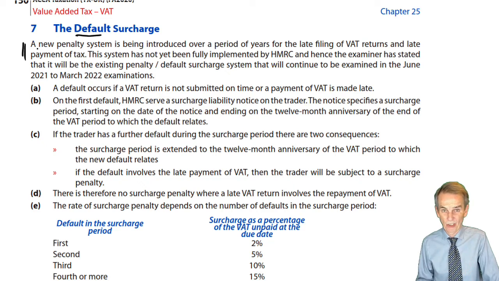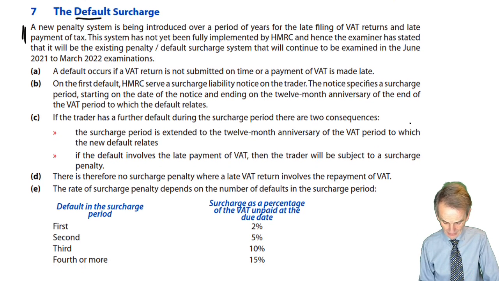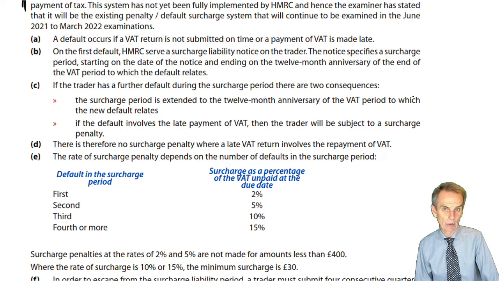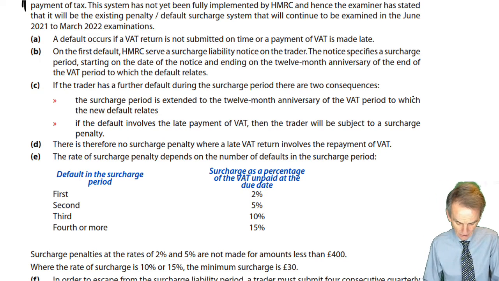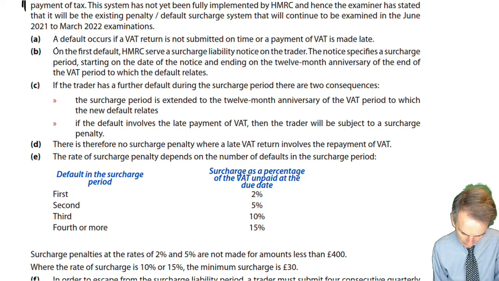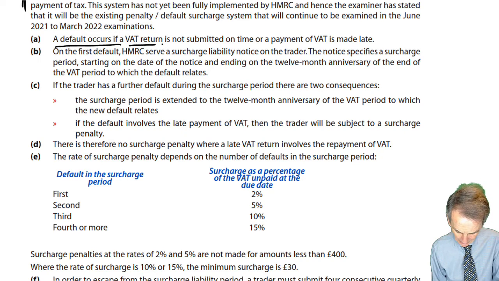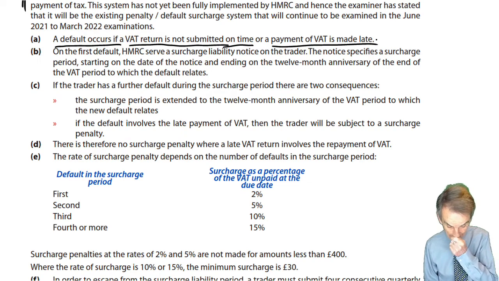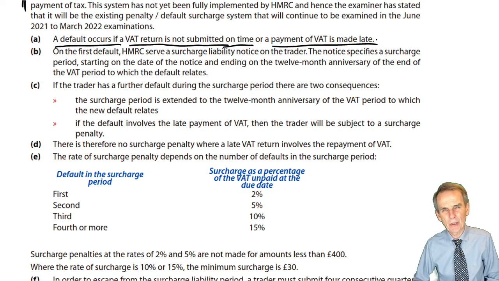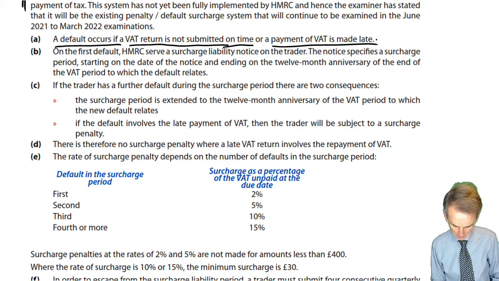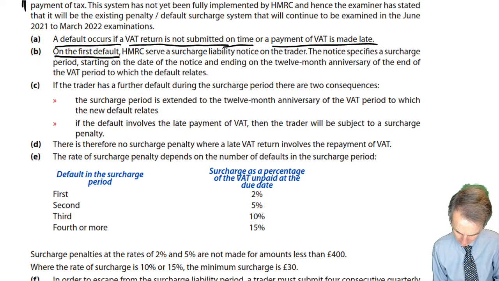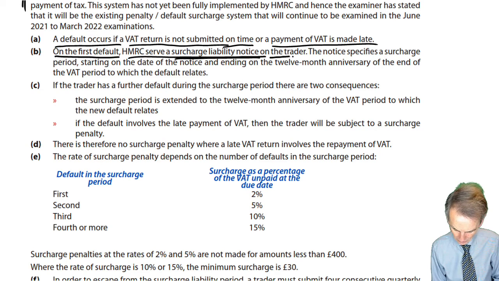But basically, this is what you need to know so far as, yet again, our exams are concerned, even though out there in real life, there are some different issues coming in. A default occurs if, as we've just said, a VAT return is not submitted on time or a payment of VAT is made late. What happens if you do that? Your card is marked here. You may have problems in the future.